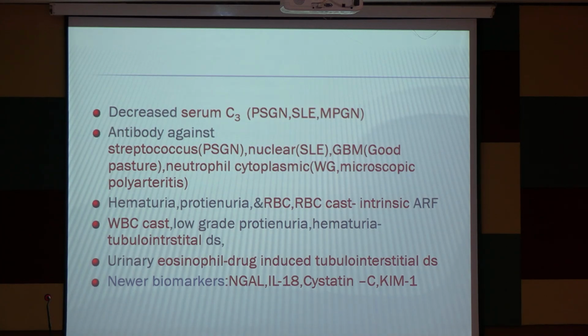আর যদি থাকে জিবিএম, গুডপাস্চার সিন্ড্রোম, antibody against the GBM, and in case of the Wegener's granulomatosis or microscopic polyangiitis, it is the C-ANCA and the P-ANCA. C-ANCA and the P-ANCA. So that is the different detection of the antibody to diagnose the disease, to diagnose the pathology.